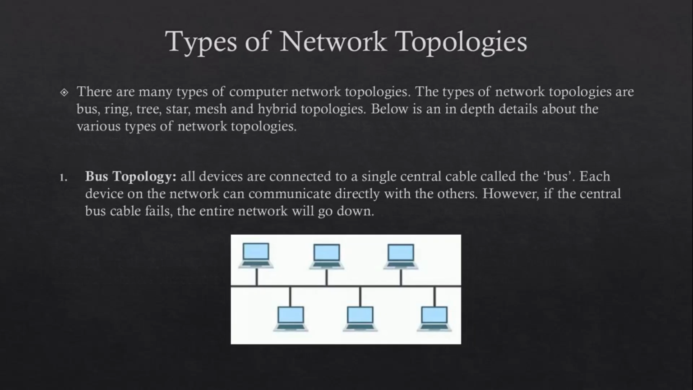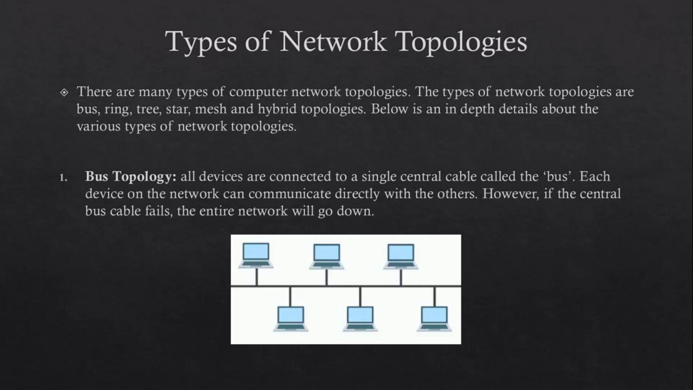So we talk about the types of network topologies. There are many types of computer network topologies, and today in this session we'll be talking about 6 major network topologies, which are bus, ring, tree, star, mesh, and hybrid topologies. So let's take the first one, bus topology.